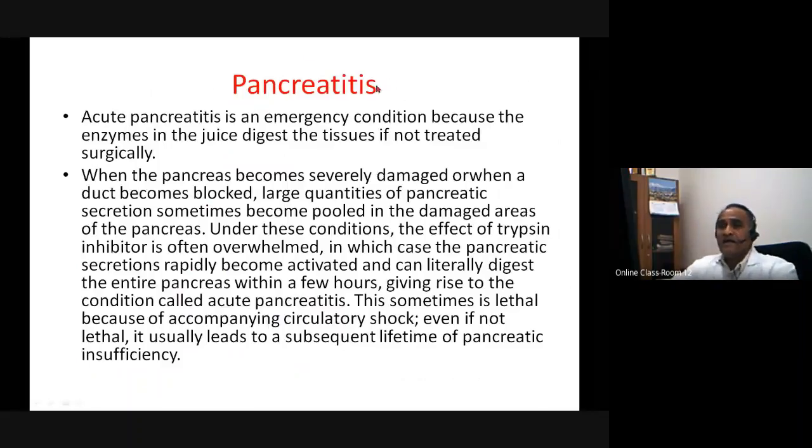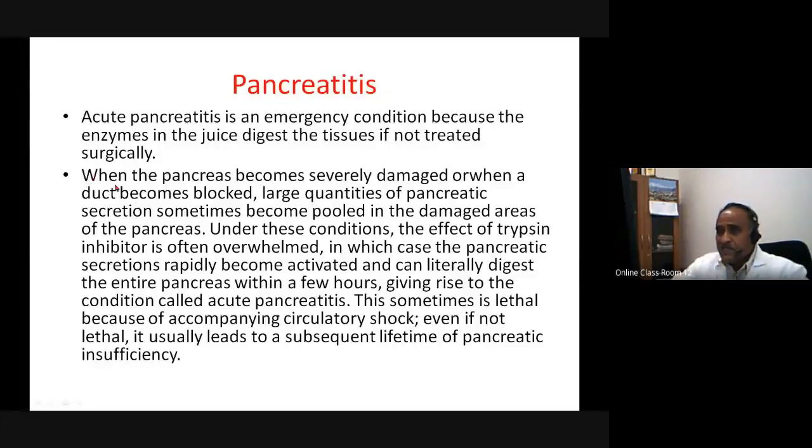Now coming back, pancreatitis is an acute emergency condition. If it is not treated in an emergency situation, the patient will die, because in pancreatitis the pancreatic contents are released into the peritoneum and surrounding tissue. These contents contain enzymes which can digest anything and everything. So this is an emergency situation, and immediate surgery is required to clean up this mess.